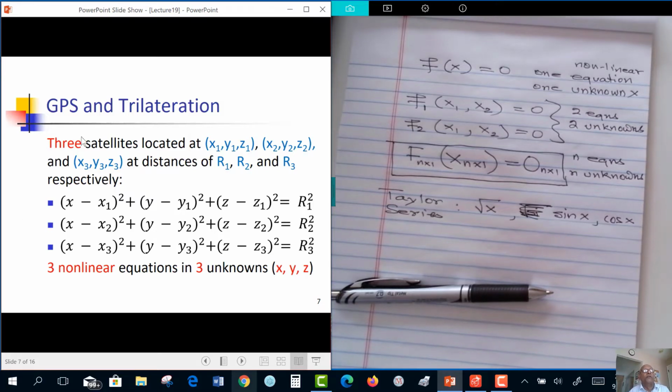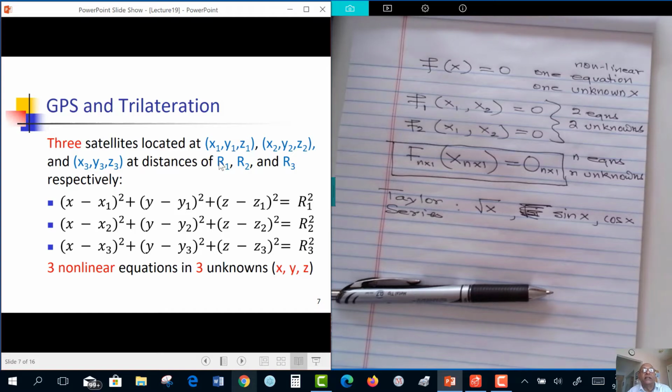You have GPS in your phone, and your cell phone towers know exactly where you are. This is done by trilateration. There are three satellites located at, let's say, x1, y1, z1. These are the coordinates in a coordinate system. The second satellite is located at x2, y2, z2. The third one is located at x3, y3, z3. And your GPS in the phone knows the location of these satellites and the distance your phone is away from each of these satellites.